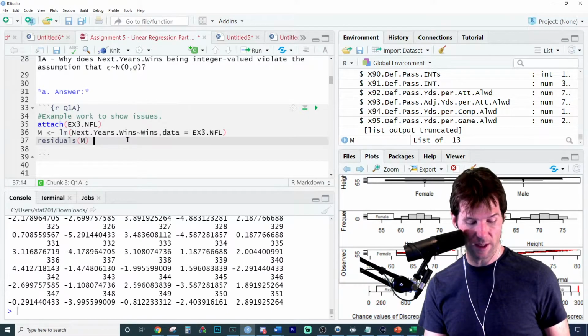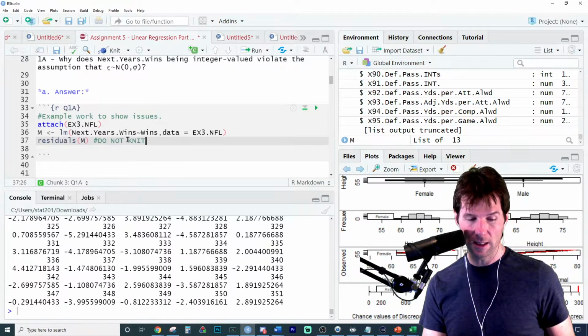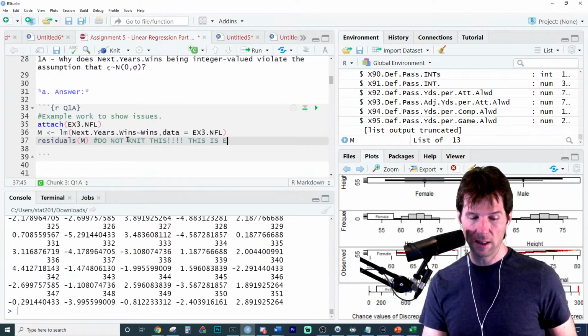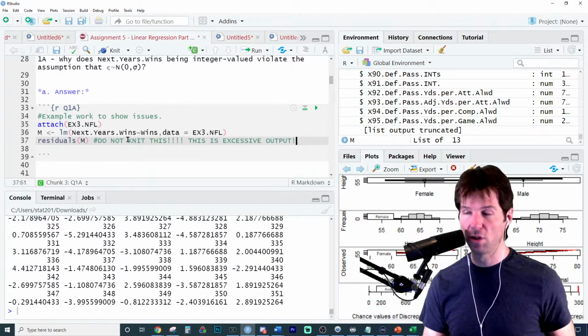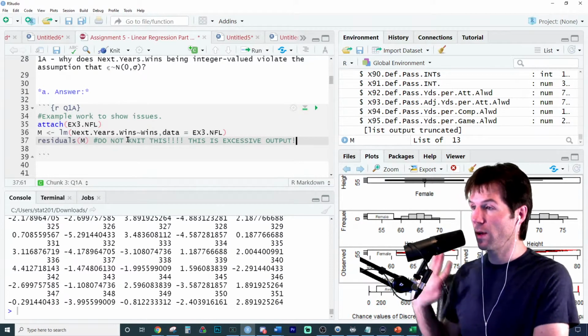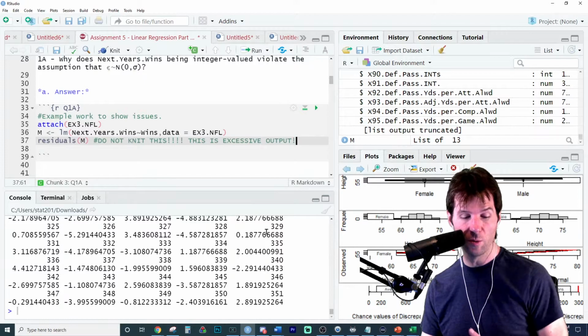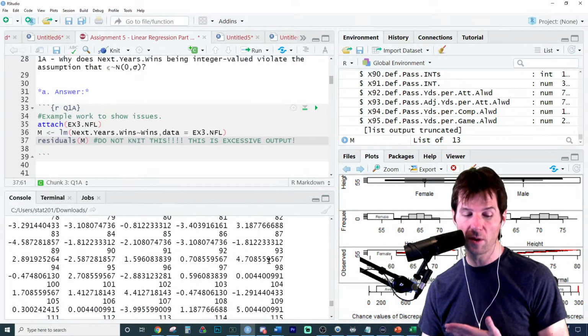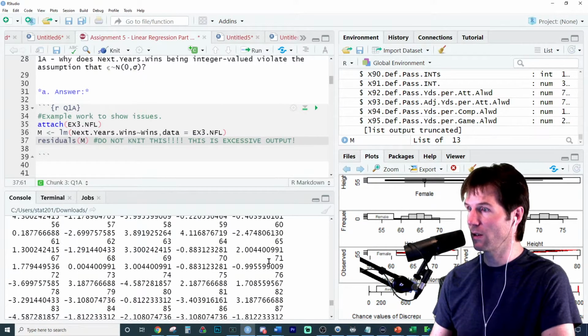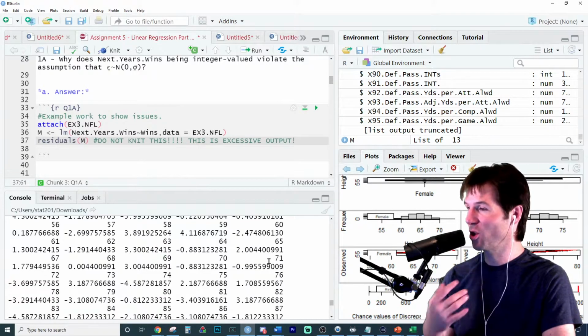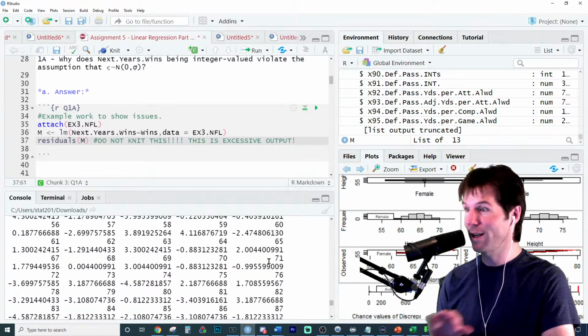Do not print stuff like this. Do not knit this. This is excessive output. So I write things in here. I'm not trying to create problems for people, but Kayla, what do I not want you to do when you create your assignment? No one's going to read this. I'm just looking at this. I'm showing examples. Do not knit that.